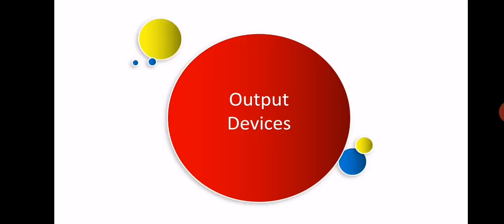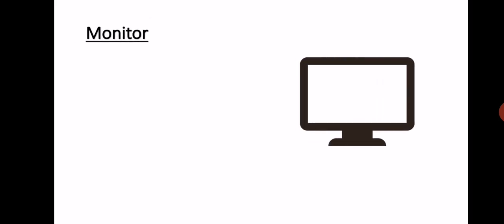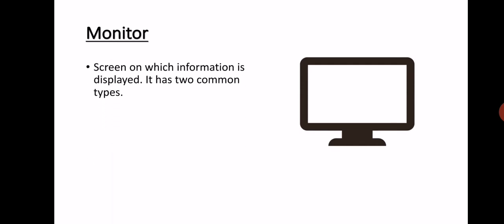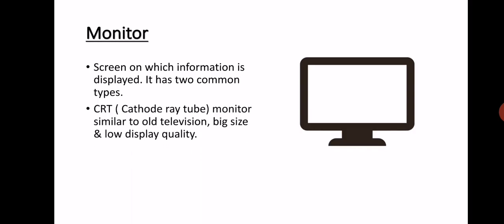Output devices. Output devices are used to display text, graphics, and images on the monitor or to print information on paper. Monitor. A monitor is a screen on which information is displayed. It has two common types. Number one is CRT, that is cathode ray tube monitor, similar to an old television. These monitors are big in size and have low display quality.